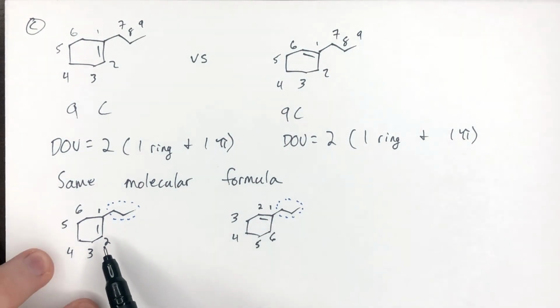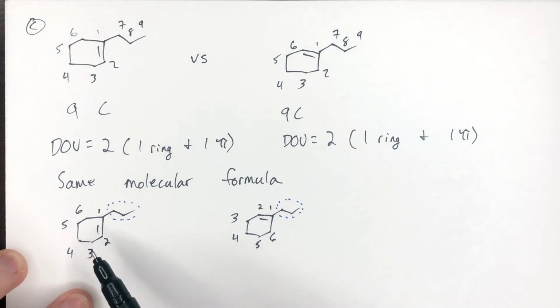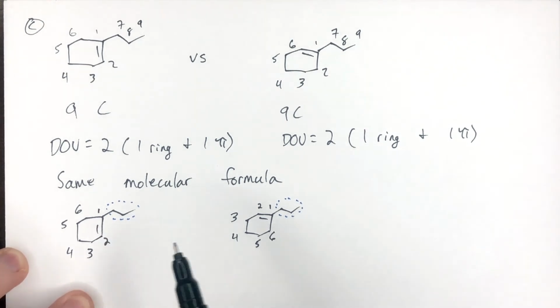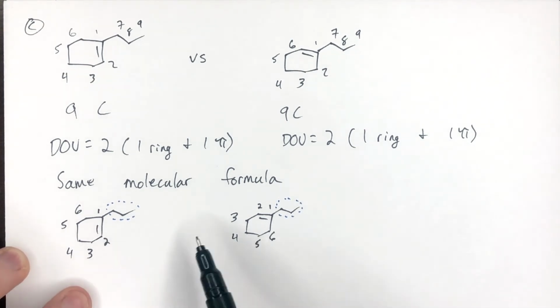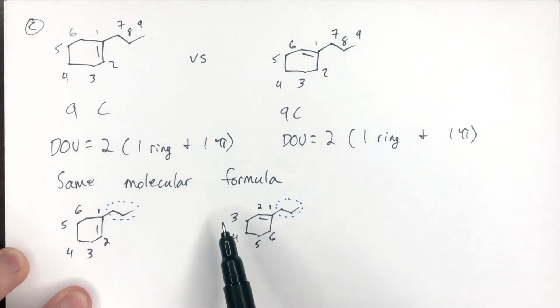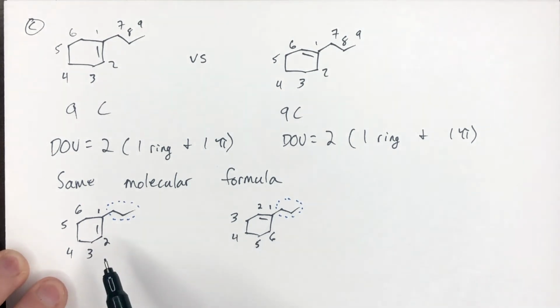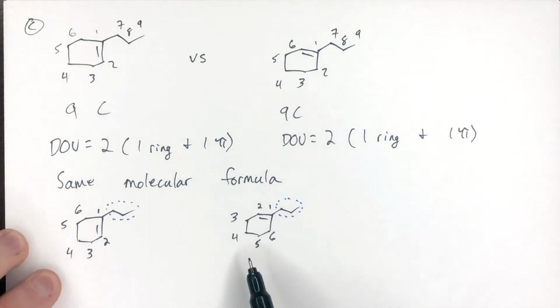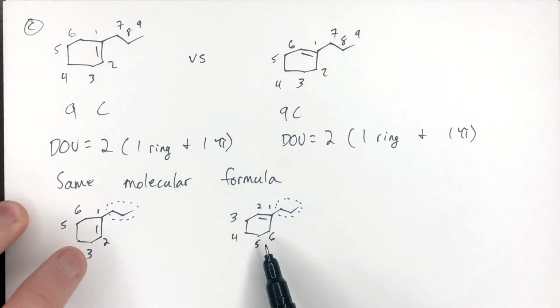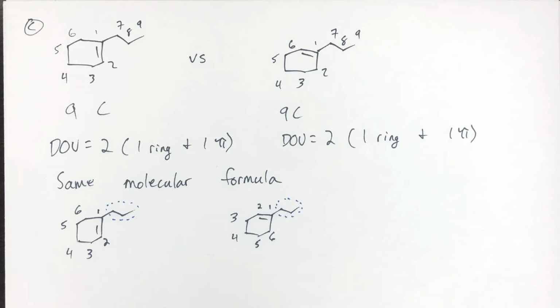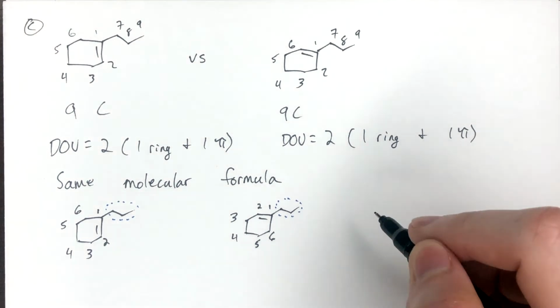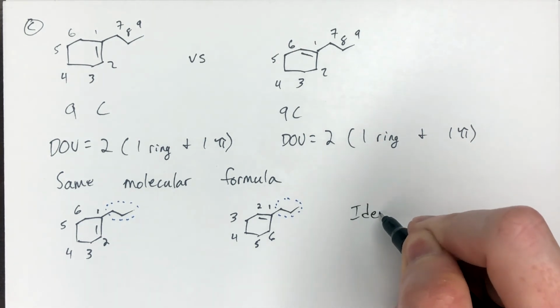Carbon 2 is a part of the pi bond on the other side, not with a substituent, that's the same in both. Then we move to carbon 3, that's just a CH2 of the ring. CH2 of the ring, that's the same. 4 is the same. 5 is also the same. 6 is the same. Then we get back to 1. Nothing has changed. So the only difference between these two is a simple rotation. So these are the exact same. These are identical molecules.